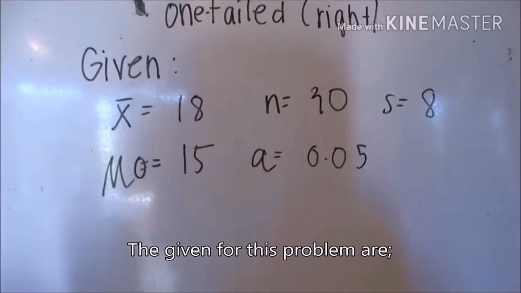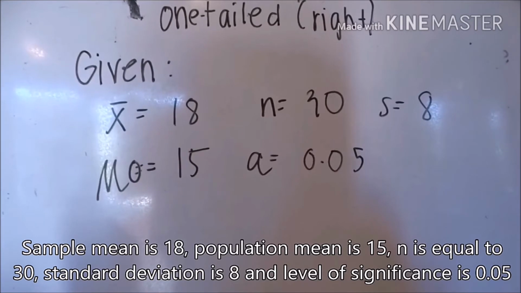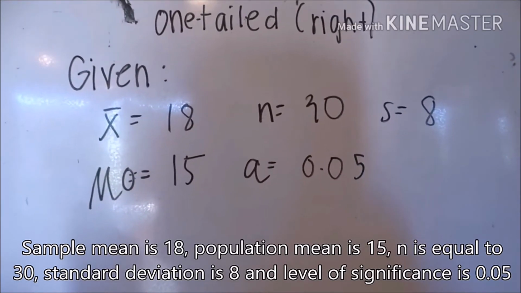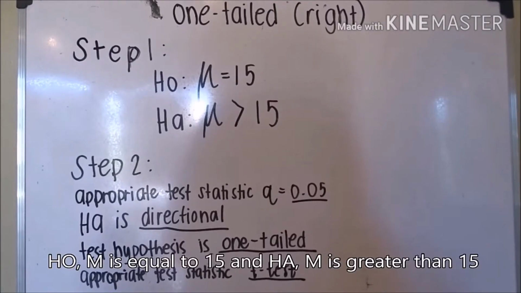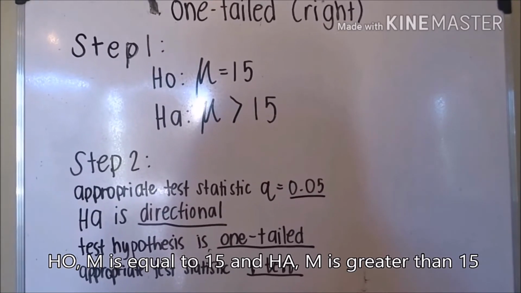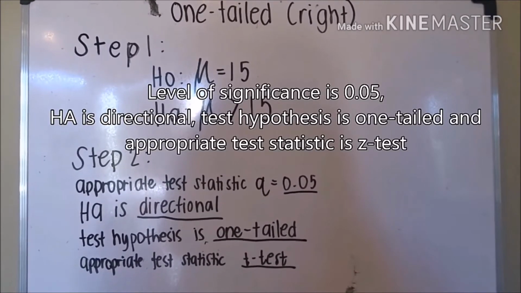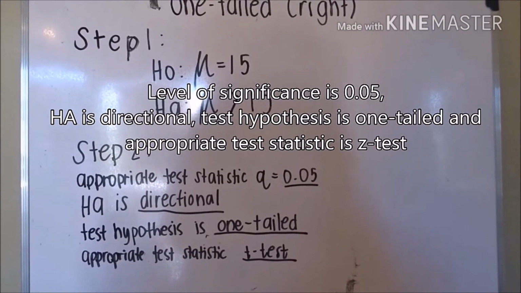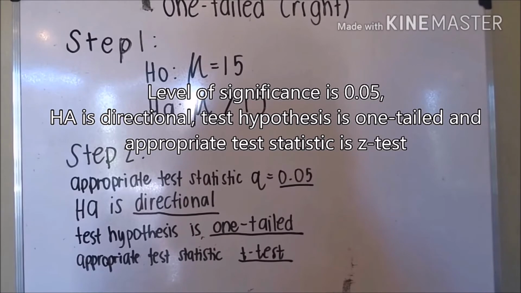The given for this problem are: sample mean is 18, population mean is 15, n is 30, standard deviation is 8, and level of significance is 0.05. Step 1: H0, mu is equal to 15; HA, mu is greater than 15. Step 2: The level of significance is 0.05, HA is directional, so the test is one-tailed, and we need the appropriate test statistic.